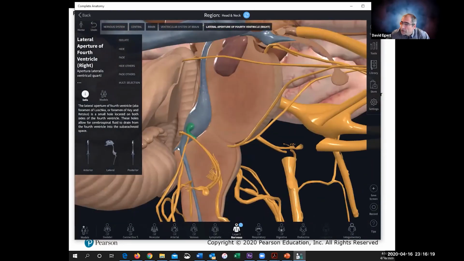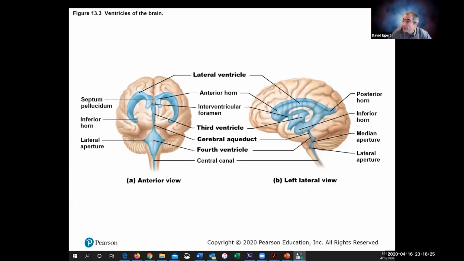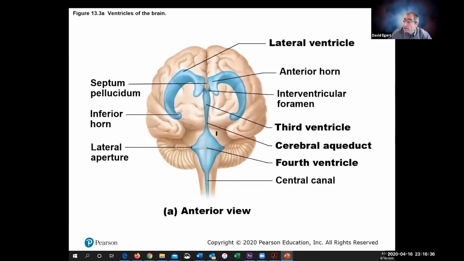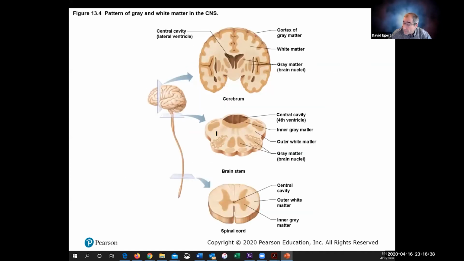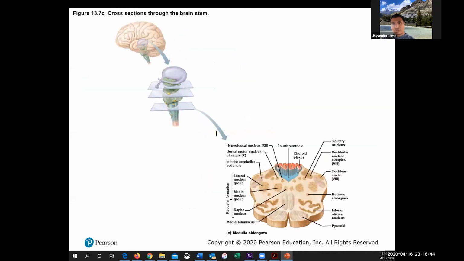Where is the CSF going to drain to? Let's turn this off. I'm getting distracted. Where does the CSF drain to once it leaves the fourth ventricle? The subarachnoid space. Exactly, the subarachnoid space. And from there, where does it drain to? Jugular vein. Not quite yet.